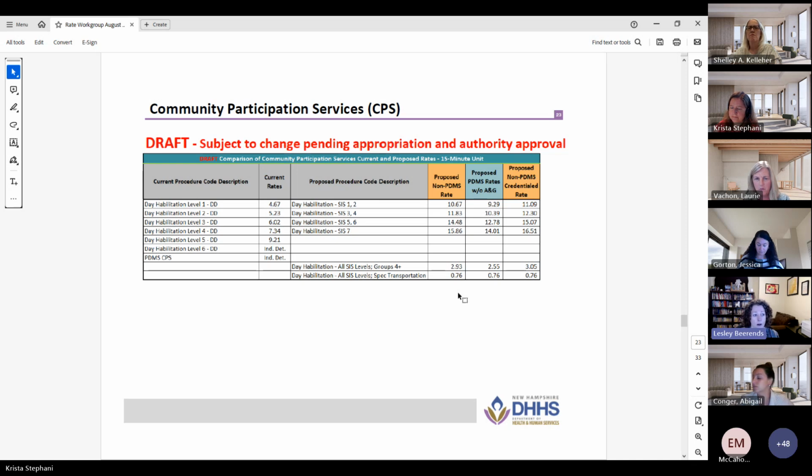You also see that we are calculating a group rate for groups with 4 or more individuals. So that's a new addition. And then you also see the add-on for the specialized transportation, and that add-on is, once again, per 15 minutes. So this continues to be that per 15-minute rate. You can see the proposed traditional, the non-PDMS rates. We're starting at 1067 for CIS levels 1 and 2, and then it moves up incrementally as we move up those levels.